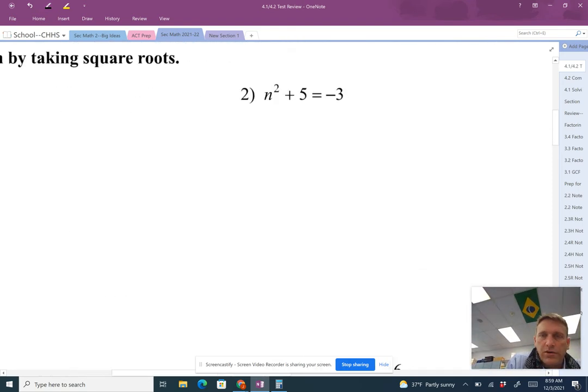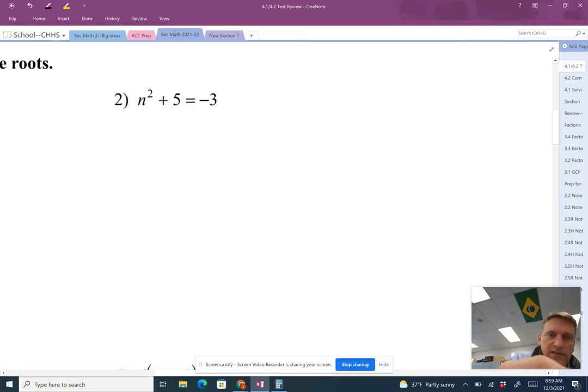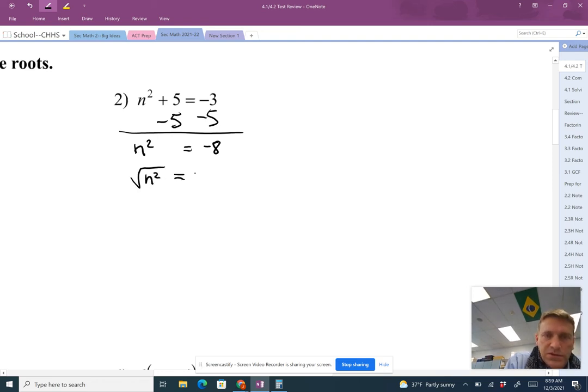So that's number 1. Number 2, again, we got to get that squared part alone, and that plus 5 is in the way. So we're going to start by removing that by subtracting 5 from both sides. And that gives us n squared is equal to negative 8. And now the squared part is alone. We can take the square root of both sides. So the square root of n squared equals plus or minus the square root of negative 8.